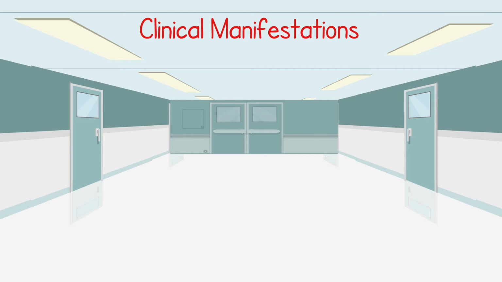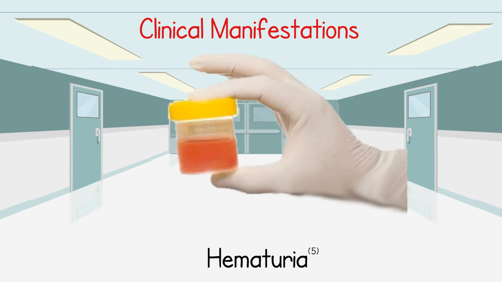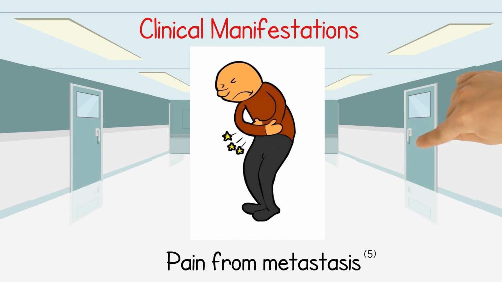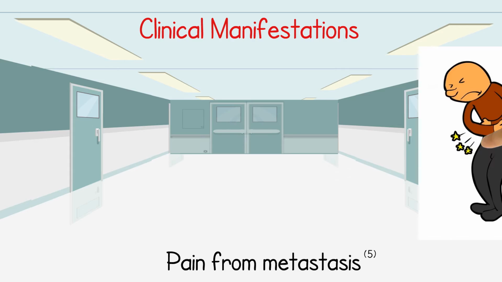The signs and symptoms of bladder cancer include painless hematuria, which is usually the first sign, irritative urinary symptoms that include frequency, urgency, and dysuria, and in advanced stages, there is pain from metastatic disease.